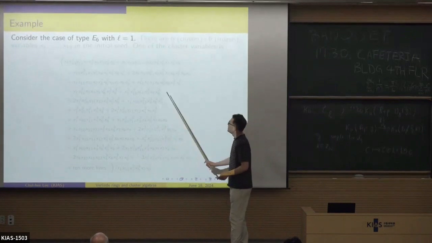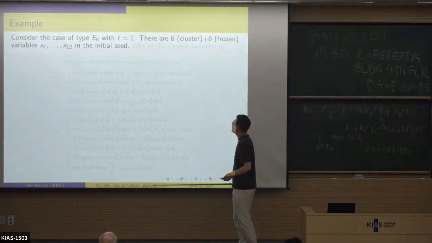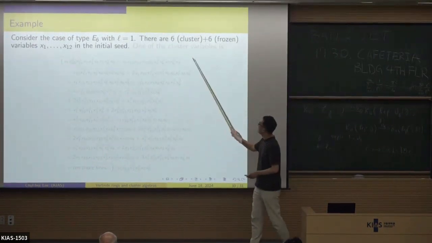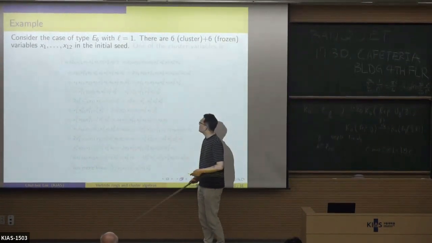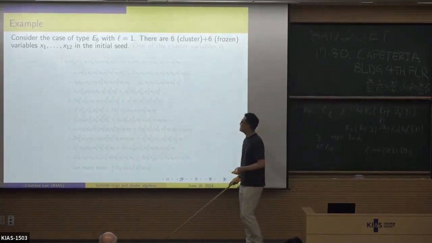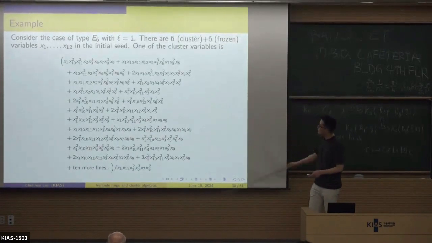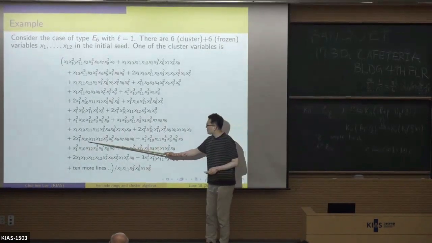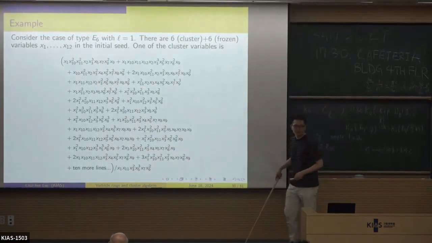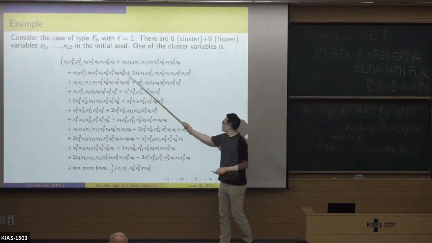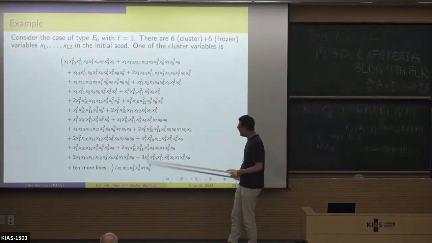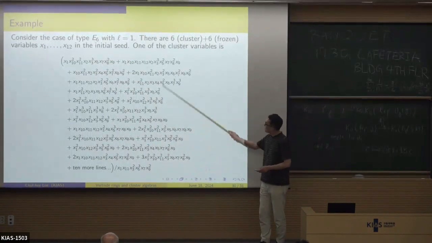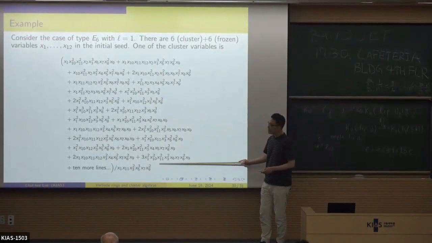So let me show you one computational example. So this is the E6 case, l equals 1. This was done a few weeks ago. There are 6 cluster and 6 frozen variables, so we denote them by x1 to x12, and one of the clusters looks like this. Let me explain. Each x variable corresponds to a certain Kirillov-Reshetikhin module. And when you consider this product and sum and division, interestingly, this categorification of cluster algebra gives this rational function corresponding to a certain module.